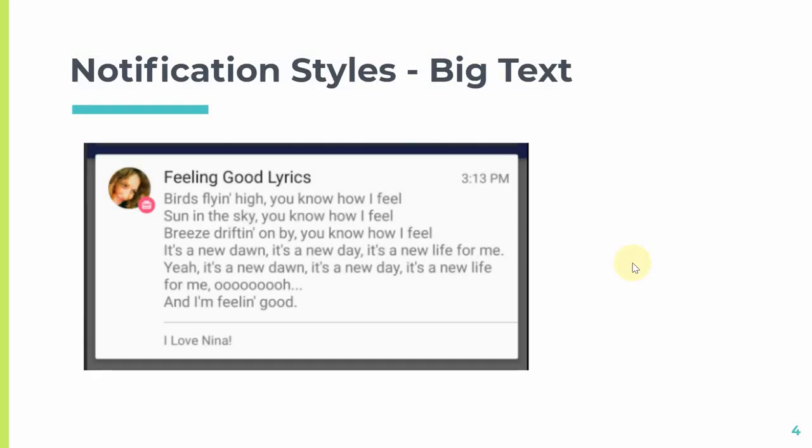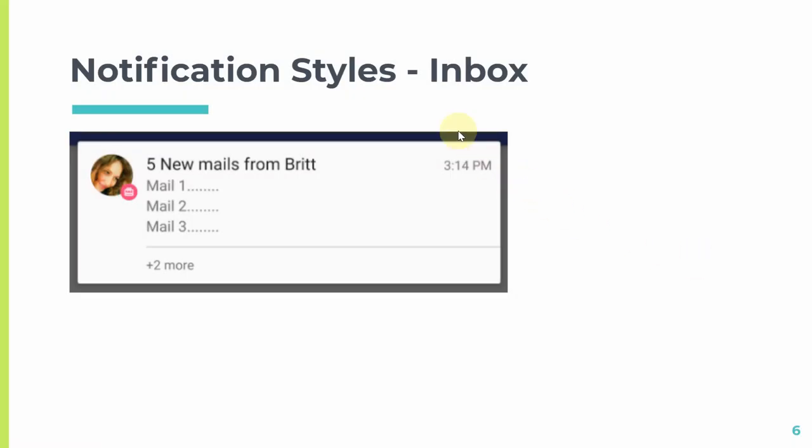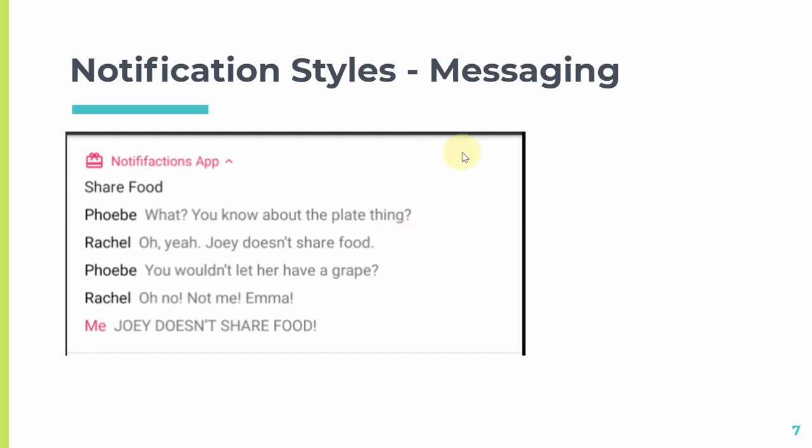And this is the big text style of your notification. As you can see, the large area of the notification is covered with text. This one is a big picture style, which is the same as a big text style, but this one, the large area is replaced with a giant image, yeah, large pictures. And this one is notifications with inbox style, which is you can see several messages of your inbox. And then the next one is messaging style, which shows messaging notifications with messages from one person to another person, just like you see in regular messenger applications.